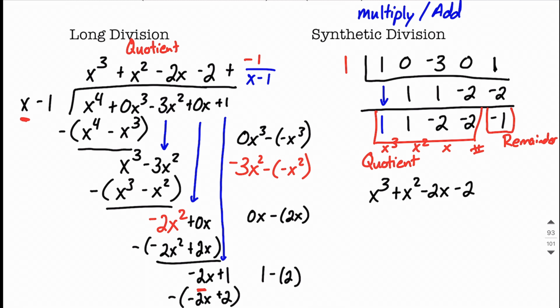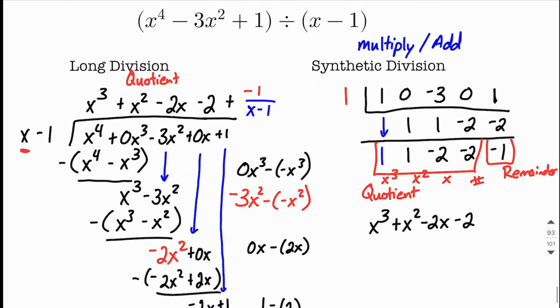Of course, you could still rewrite this just like we did with the long division by taking our quotient and adding the remainder divided by the divisor. So I hope this helps out. Good luck. Make sure that when you're using synthetic division, it only works when you're dividing by 1x to the first power plus a number or minus a number.